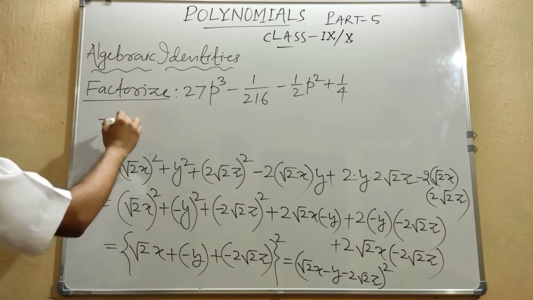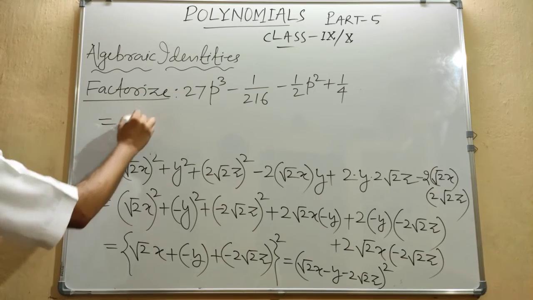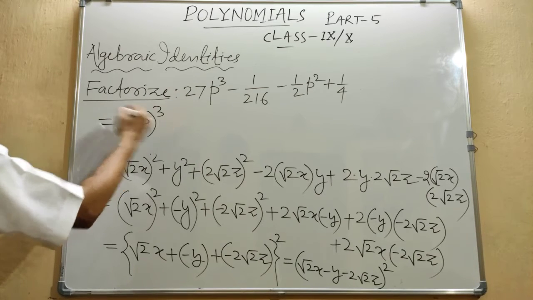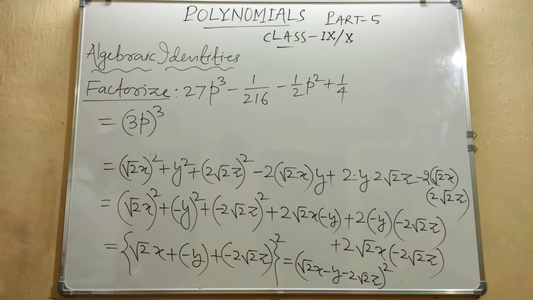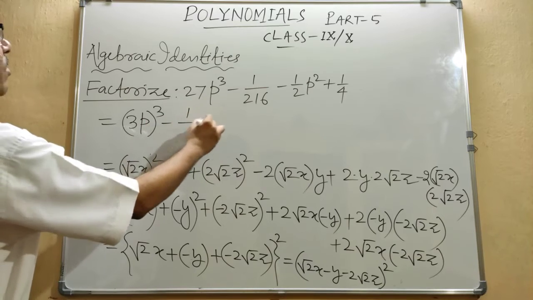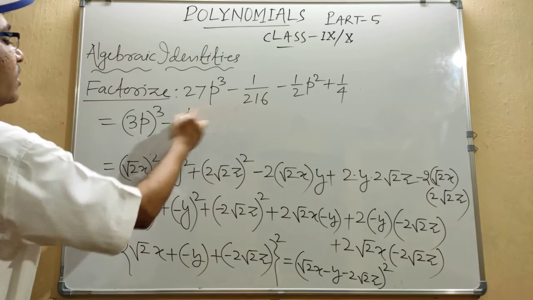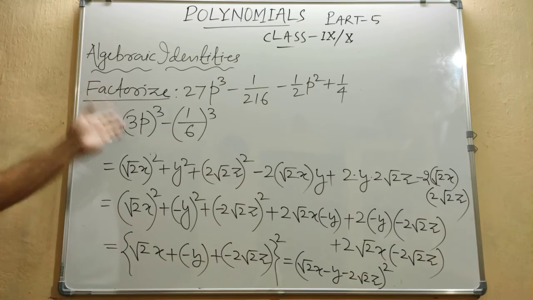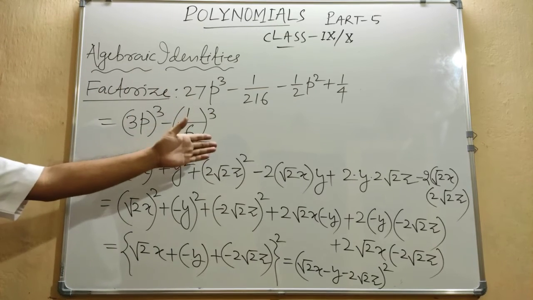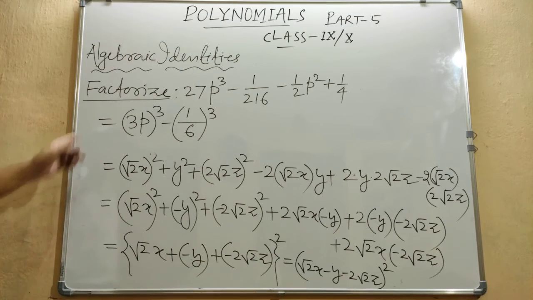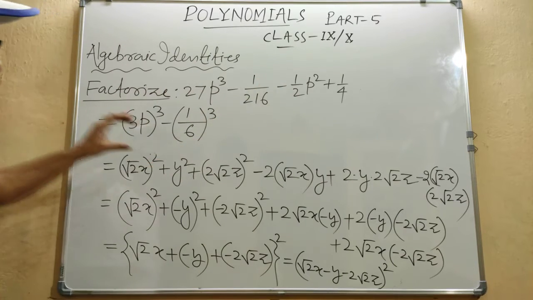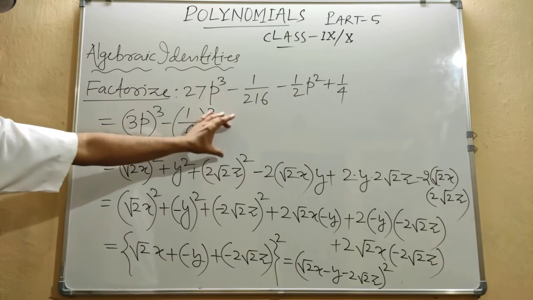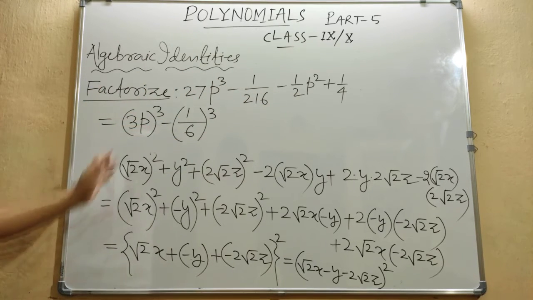See, it is actually given 27 p cube. 3 cube is 27. So it can be written as, yes, it is of the type a cube, and 216 is 6 cube. So it is of the type a cube minus b cube minus 3a square b plus 3ab square, and it will give you a minus b whole cube. So you have to write all the terms as a cube minus b cube minus 3a square b plus 3ab square. So let us see how we can arrange.